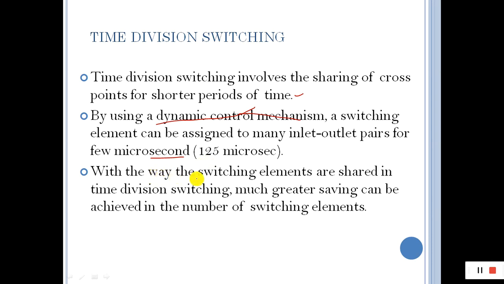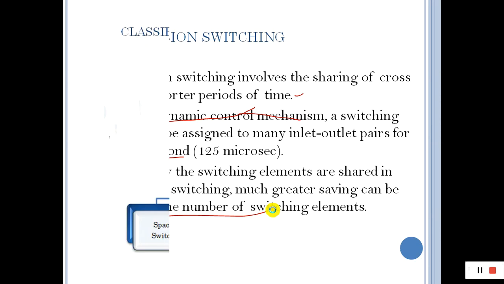With the way the switching elements are shared in time division switching, much greater saving can be achieved in the number of switching elements. So why do we use time division switching? Because by sharing the switching elements, we can accommodate a large number of users. Or we can say that we can save the switching elements by using time division switching.